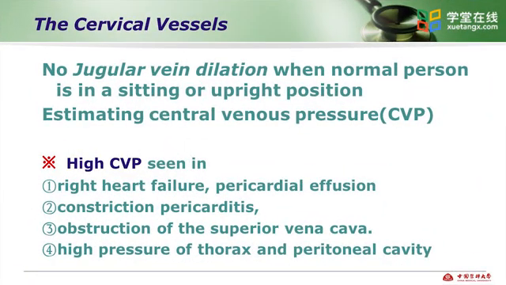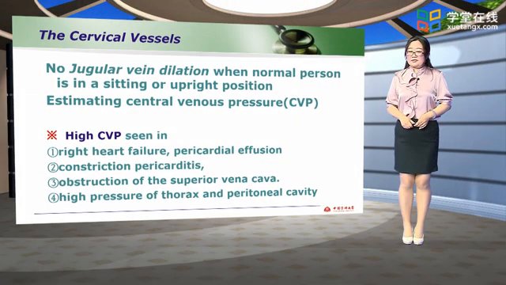When a normal person is in a sitting or upright position, no jugular vein dilation can be seen. If you can see it clearly, it means that the patient has high central venous pressure. High CVP is usually seen in right heart failure, pericardial effusion, constrictive pericarditis, obstruction of the superior vena cava, and high pressure in the thorax and peritoneal cavity.